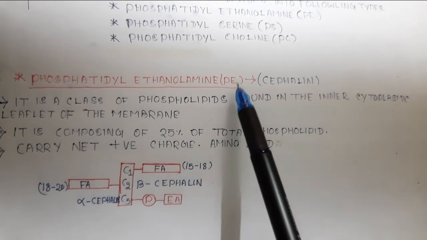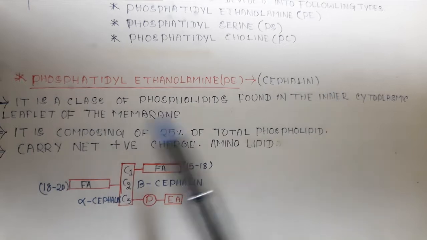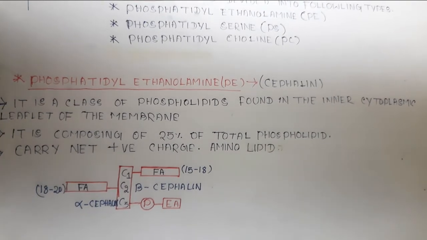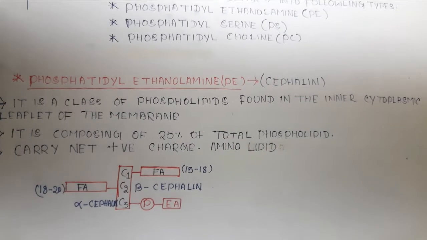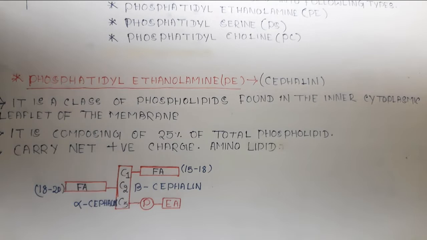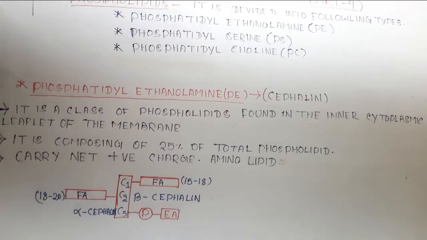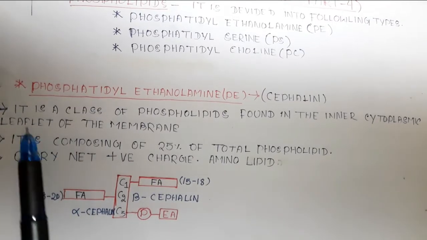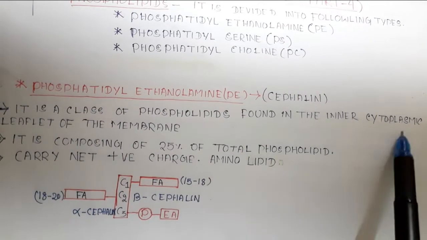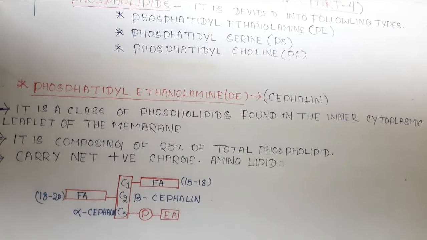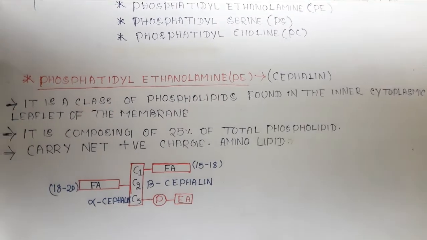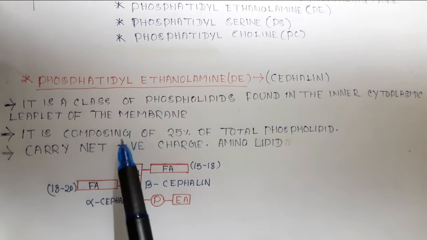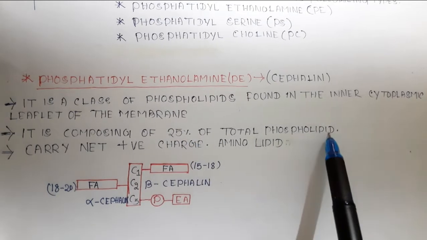Phosphatidyl ethanolamine, PE, is also known as cephalin. Now, if you ask me why it is called cephalin, it is because phosphatidyl ethanolamine was first isolated from the brain. Because of that, we call it cephalin. Then the next point is that it is a class of phospholipid found in the inner cytoplasmic leaflet of the membrane. It is mainly found in the inner cytoplasmic leaflet. Then the next point is that it makes up 25% of total phospholipid.